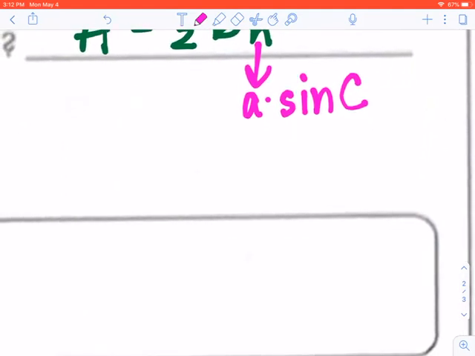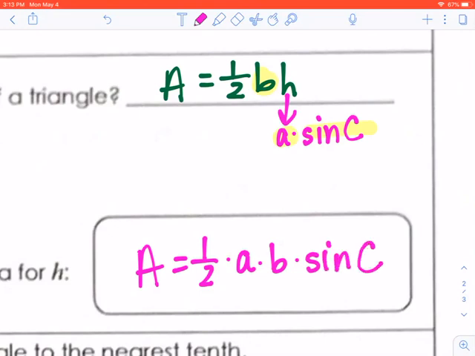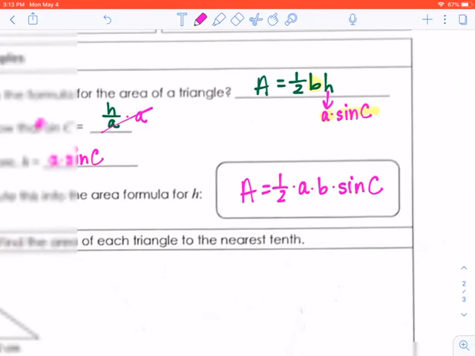And so what happens is my area is 1/2 times, notice I have an a, b, and then a sine C. 1/2 times a times b times the sine of angle C. Because a times sine C is the height. So if I don't know the height, then I can use trigonometry, this area of a triangle in trig form, to find the area of the triangle. Okay?